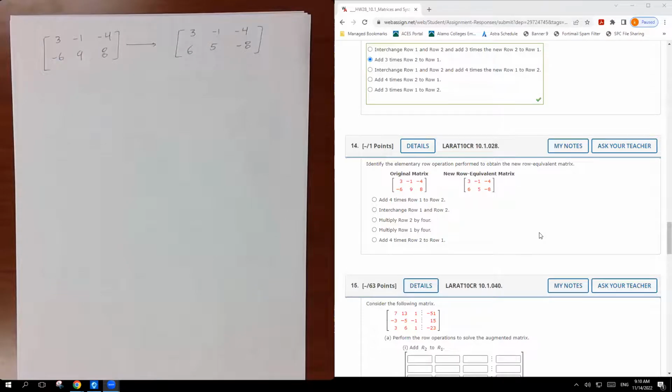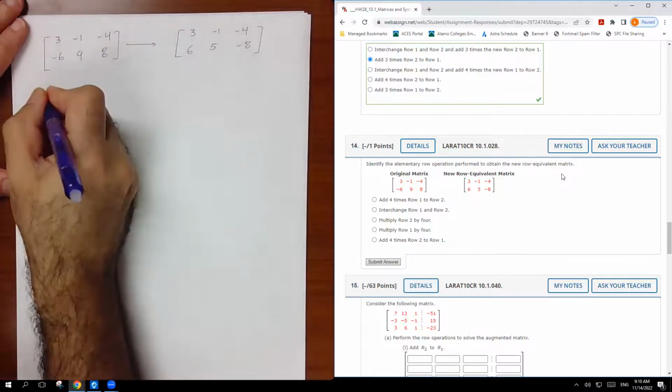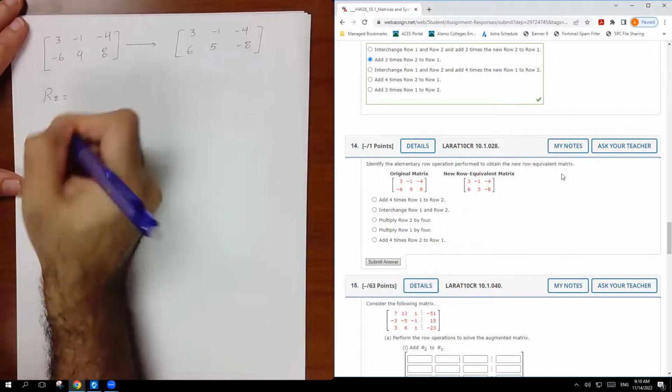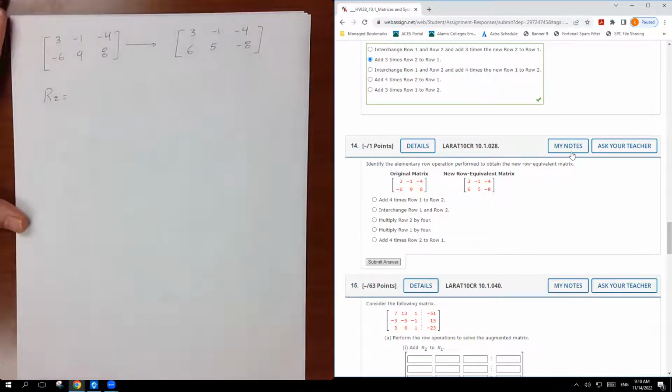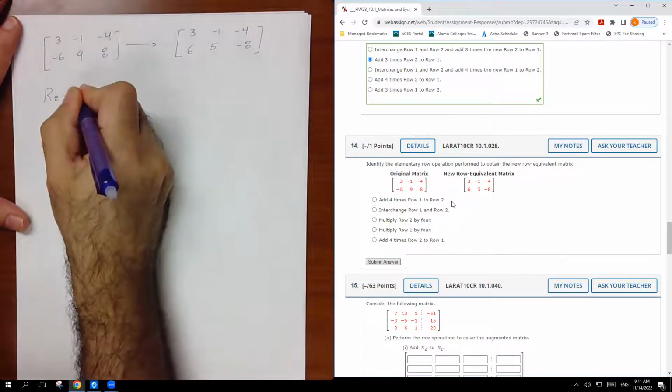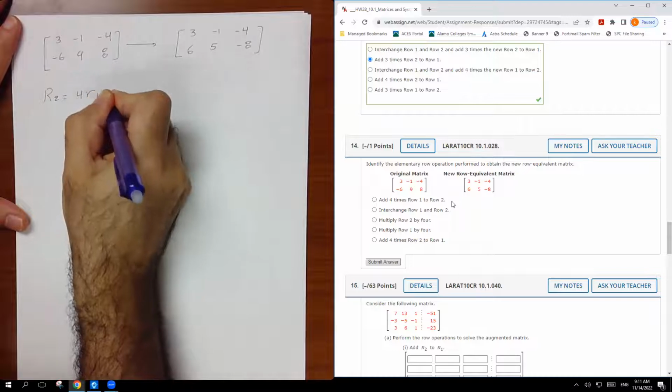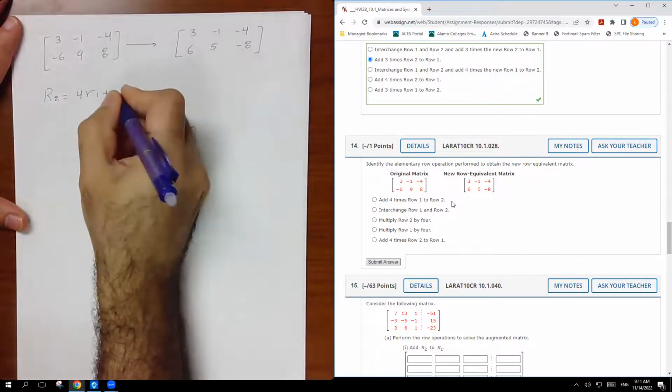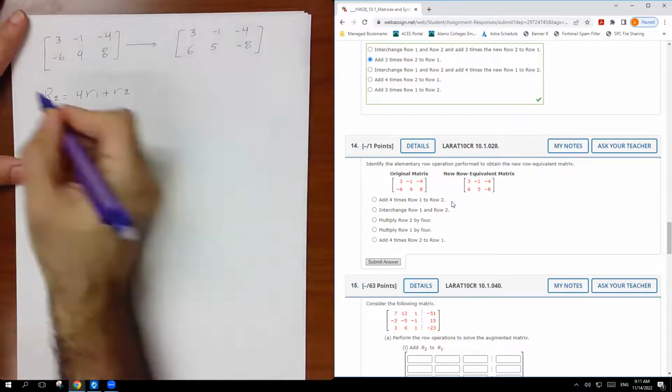So for example 14, here's the original matrix, and we need to get a new matrix. If you look at the difference between these two matrices, row 1 is exactly the same. That means the change is going to be on R2. So I'm going to get a new R2. Now let's check the first rule here. It says 4 times row 1 and add it to row 2. So let's check this rule. It's going to work.